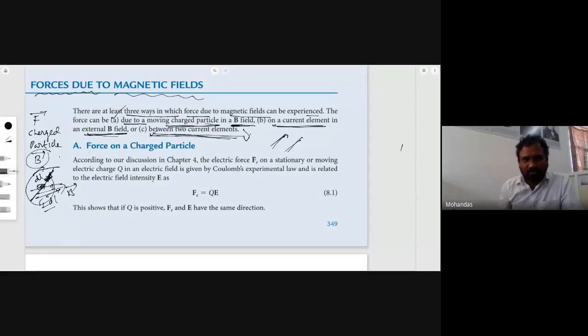So let us take force one. What is force one? Force on a charged particle. Before discussing this, there are two cases: the charge at rest and the charge in motion. Let us take a charge at rest. Suppose I take a charge plus Q1 here and there is a test charge QT here. The charges are stationary.